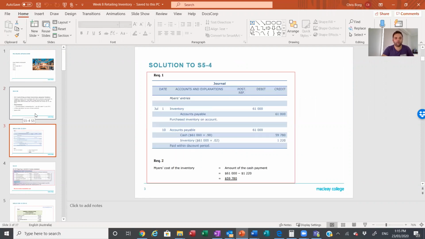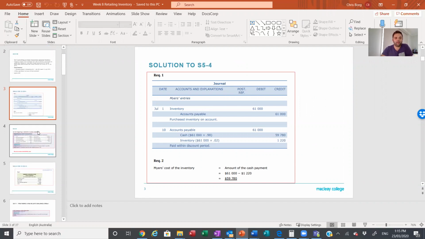So again, I encourage you to go through these slides, go through the solutions and make sure that you check your answers against these solutions. If you require, I'm happy to answer any questions you have on these questions, in order to make sure that you understand how they're completed, okay?